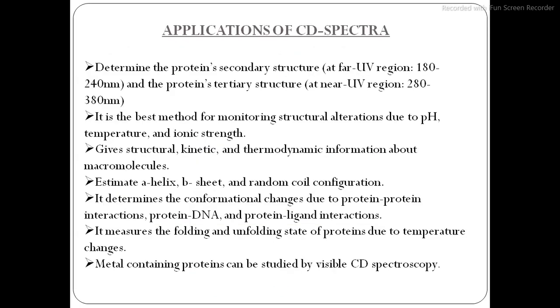Applications of circular dichroism spectra. Applications include the determination of protein secondary structure. It is the best method for monitoring structural alterations due to pH, temperature, and ionic strength. It gives structural, kinetic, and thermodynamic information about macromolecules. It estimates alpha helix, beta sheet, and random coil configuration. It determines the conformational changes due to protein-protein interaction and protein-DNA and protein-ligand interactions.